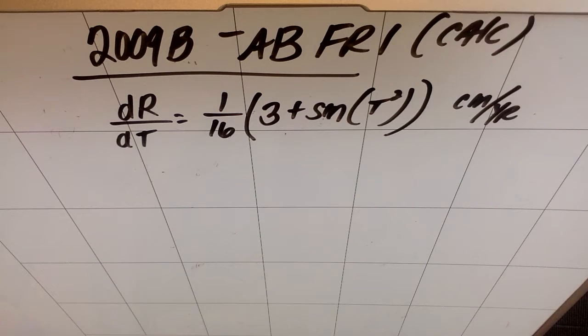All right. Cool. So we're going to go ahead and do another AP free response. This is 2009 Form B, AB free response 1. It is a calculator question.